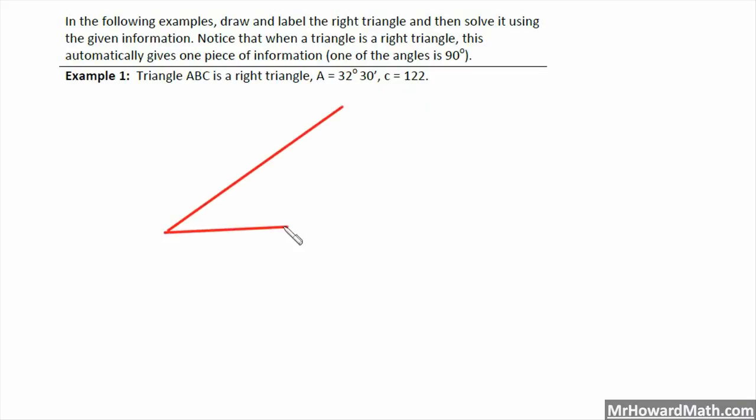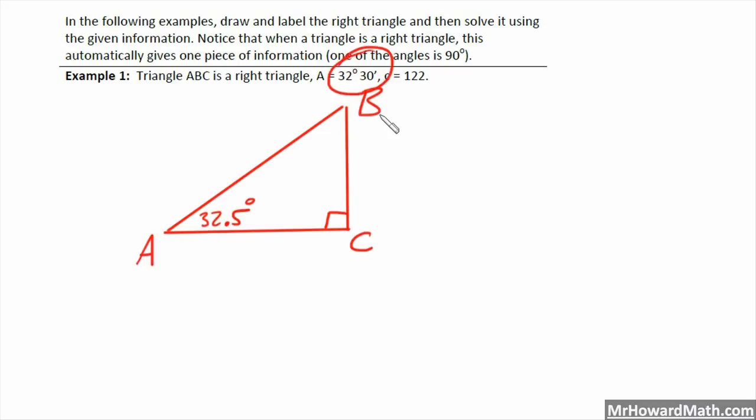I'm going to draw it like this. You could draw it reversed. You could, for example, draw it like this. You could do that with this side here, but I'm choosing to do it this way. So 90-degree angle here. This would be angle C, angle A, angle B. That's the way I'm labeling it. And this would be 32.5 degrees.